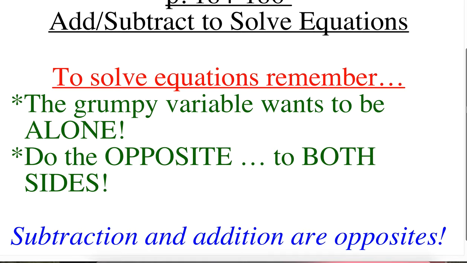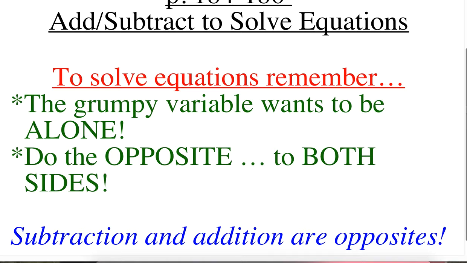So the grumpy variable wants to be alone. Now, as far as moving these numbers away from the variable to make him happy, the way we do that is by doing the opposite, right? So if it says add 2, the opposite of adding 2 is subtracting 2. If it says to subtract 10, the opposite of that would be to add 10. Adding and subtracting are opposite functions.